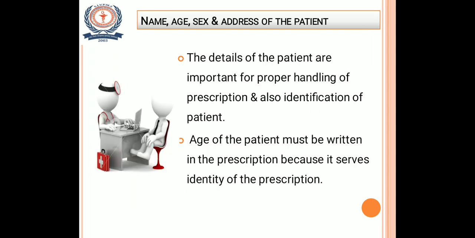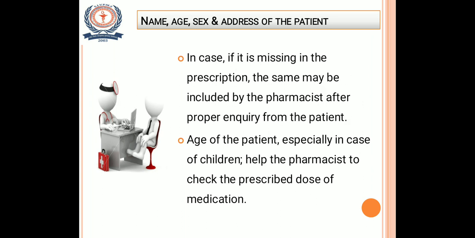Then are the details of the patient, which include name, age, sex and address. Obviously all these details are important for proper handling of the prescription and also for the identification of the patient. The age of the patient must be written in the prescription because it serves as the identity of the prescription. In case it is missing, it should be included by the pharmacist after proper inquiry from the patient because it is required for identification of the patient.